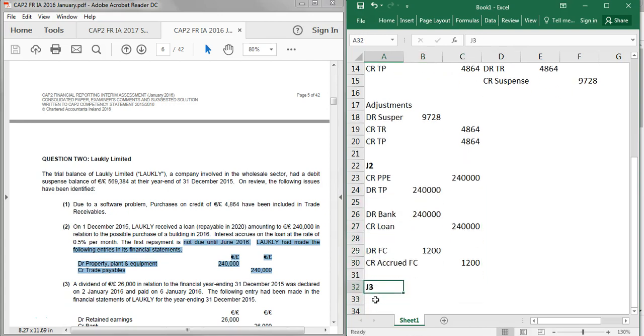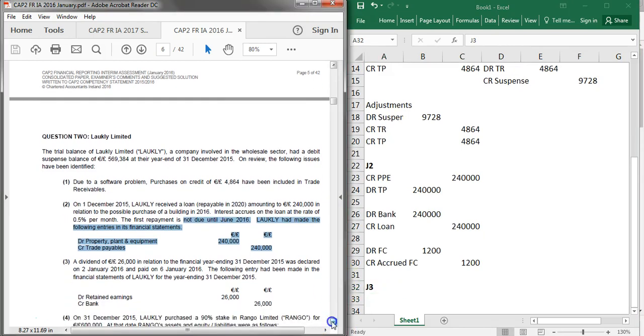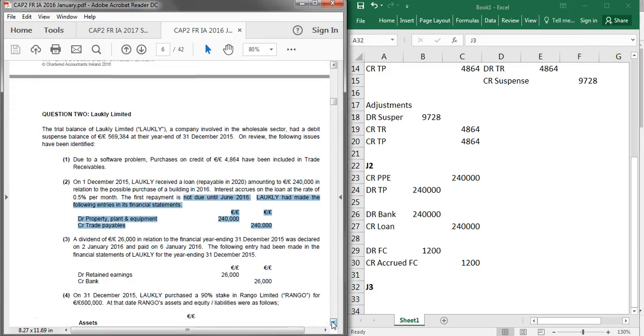Journal 3 then, if we read down through it. A dividend of 26,000 was paid in relation to the year end, was declared in January and paid in January. Right. The following entry was made in the financial statements: debit retained earnings, credit bank.